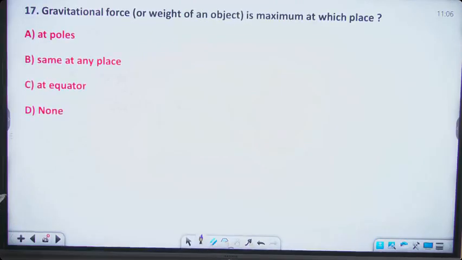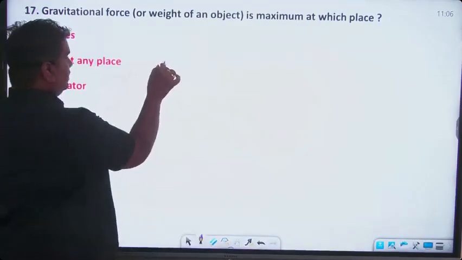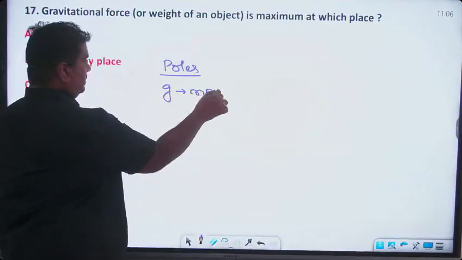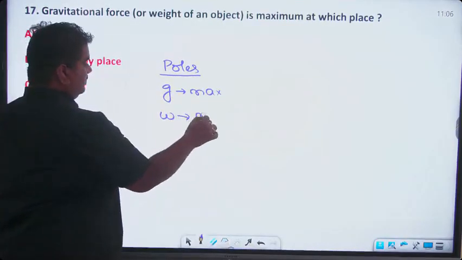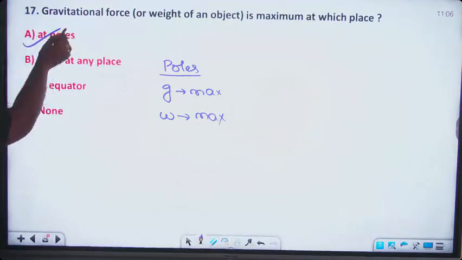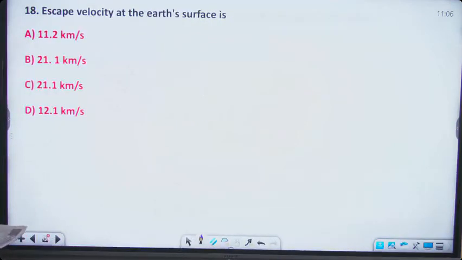The gravitational force, the weight of an object, is maximum at which particular place? Equator or poles? Near the poles, the g value is maximum. Since g value is maximum, the weight of an object is maximum near the poles. So the answer is poles. Then escape velocity at the Earth's surface is 11.2 kilometer per second. This is the velocity which is required for any particular rocket.